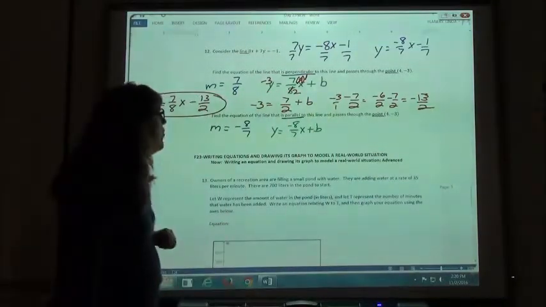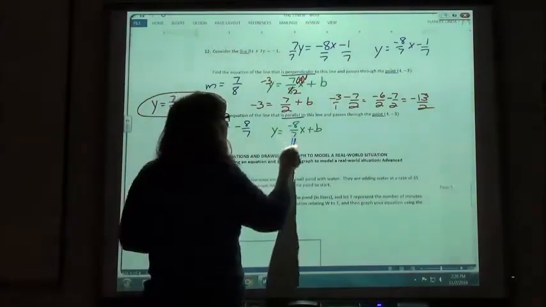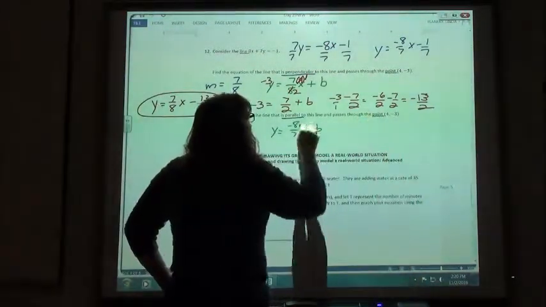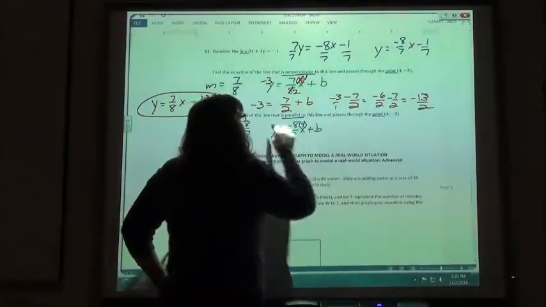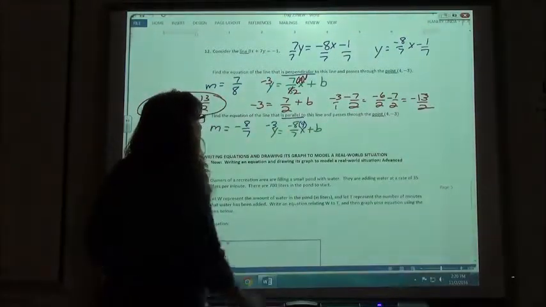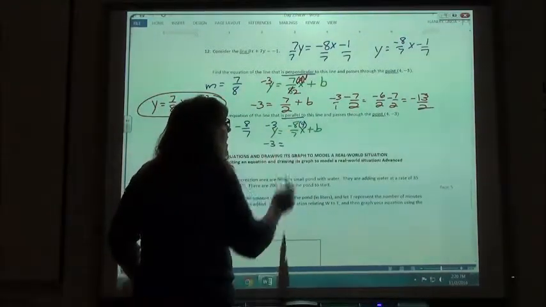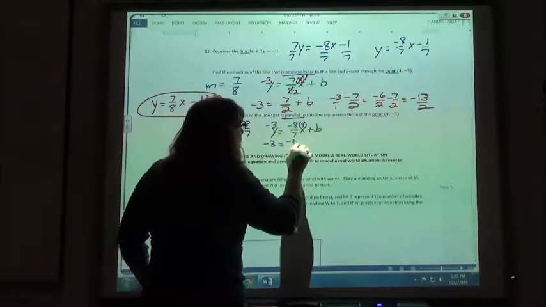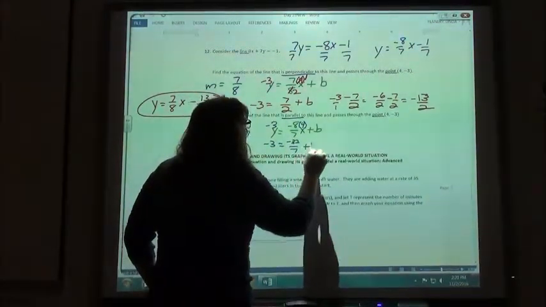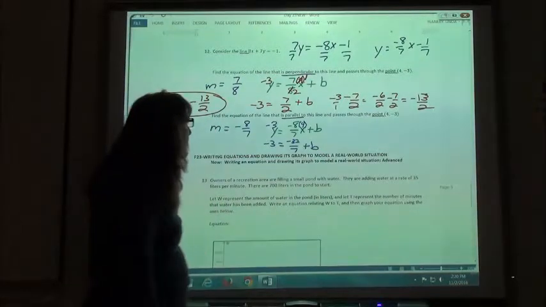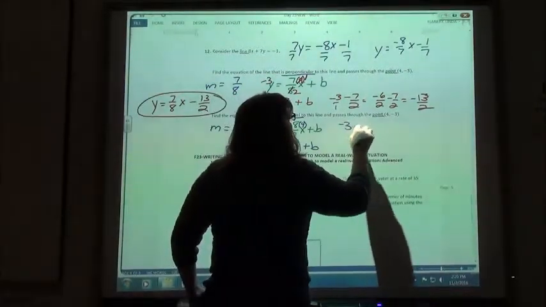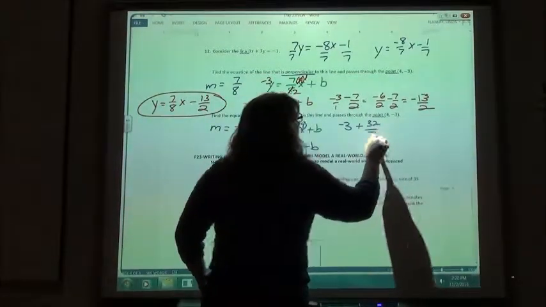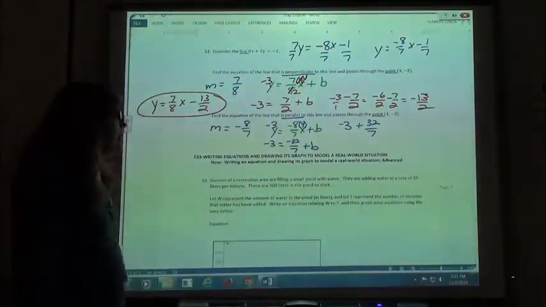On the next one, we are going to use y equals -8/7 x plus b. I'm going to put 4 in for x and -3 in for y. So -3 is going to equal, can't reduce here, so -8 times 4 is -32/7 plus some number b. So I'm going to have to take -3 and add my 32/7 when I move that to the other side.